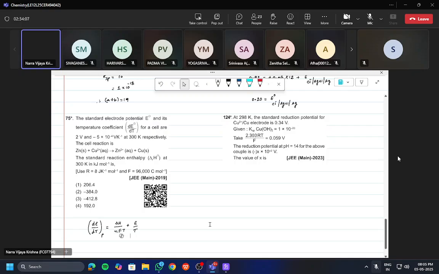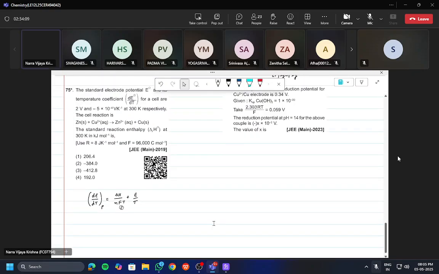So dE by dT value is given or not? Already we have the delta H equation. Why do we have to reconvert again? What is the delta H equation? Delta H equals minus nFE plus nFT dou E by dou T at constant P. Correct?